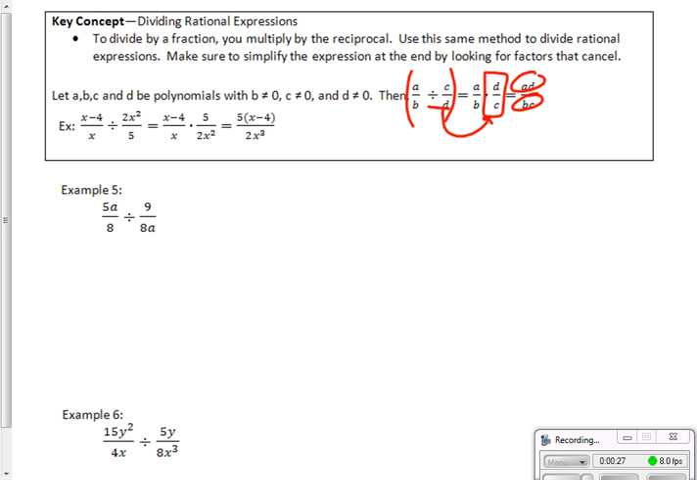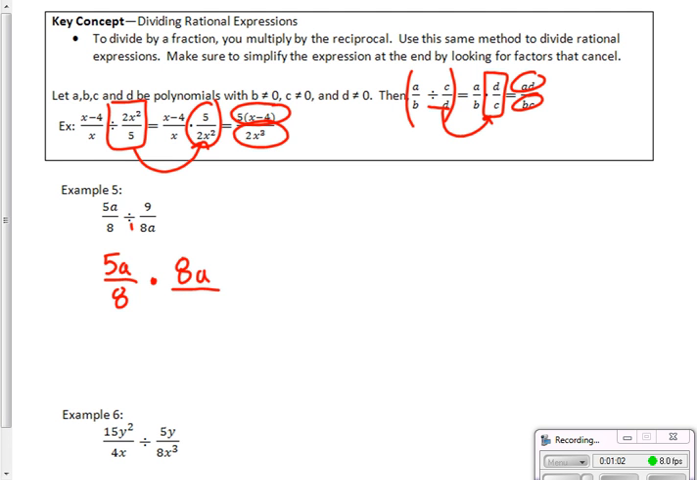Once you multiply by the reciprocal, then you go ahead, multiply numerators, multiply denominators. Same thing here in this algebraic example. Instead of dividing by 2x squared divided by 5, you'll multiply by its reciprocal. Then you'll multiply the numerators and multiply your denominators. So example 5, we have 5a divided by 8 divided by 9 divided by 8a. So what I would do is get in the habit of rewriting this problem. Instead of dividing here, you'll multiply by the reciprocal, and the reciprocal would be 8a over 9.